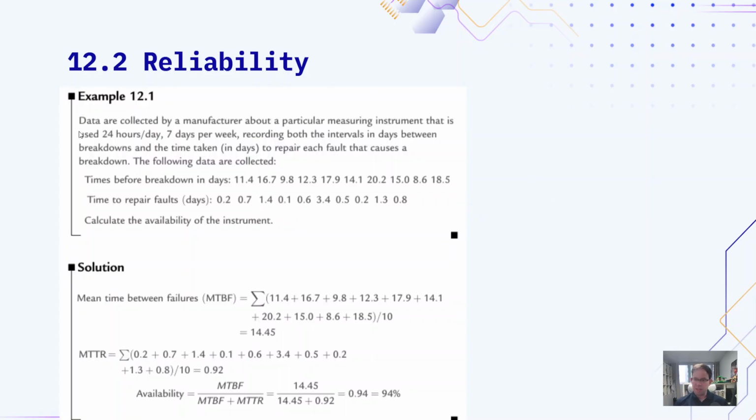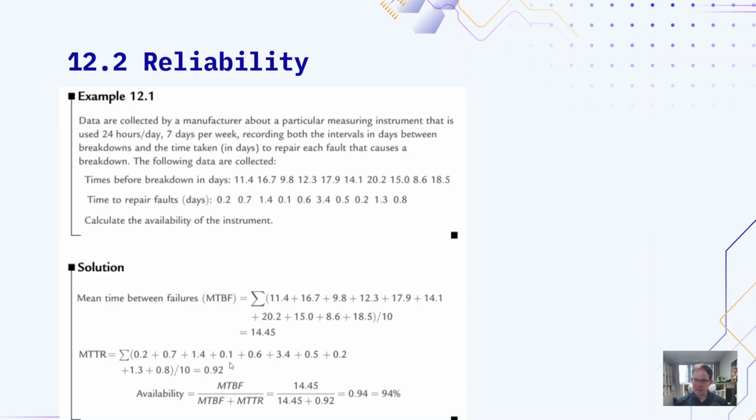Here's an example. Data are collected by a manufacturer about a particular measuring instrument that is used 24 hours a day, 7 days per week, recording both the interval in days between breakdowns and the time in days to repair each fault that causes a breakdown. Here are the data. Time before breakdowns, this is MTBF, right? Time to repair faults, this is MTTR.